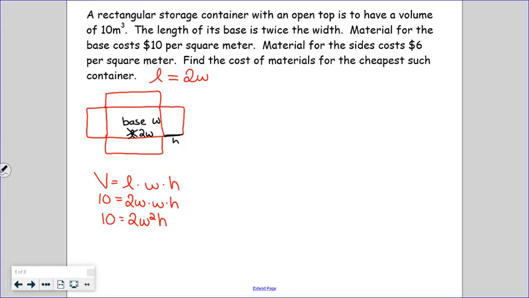And then we get into what we are trying to optimize. Up until this question, a lot of what we were optimizing was like the volume or the surface area. And this one, we are actually optimizing cost. It says material for the base costs $10 per square meter. Material for the sides costs $6 per square meter. Find the cost of materials for the cheapest container. So as I talk optimization, am I finding a max or a min? A min, right? Cheapest would be the minimum cost.